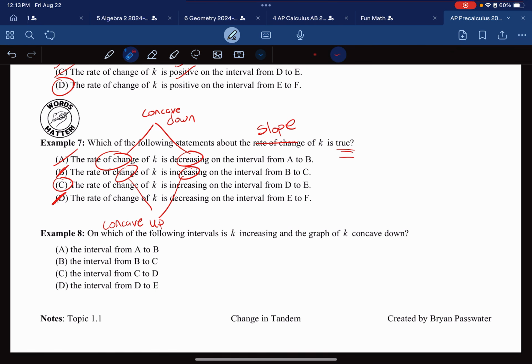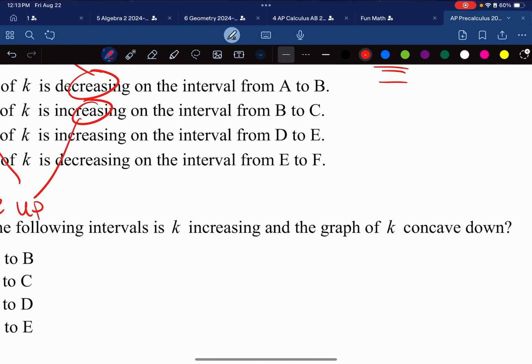All right, last example for this page. We still have one more page after this. Example number 8. On which of the following intervals is K increasing? So again, if you're seeing the single letter, K means height. Where is the height increasing?